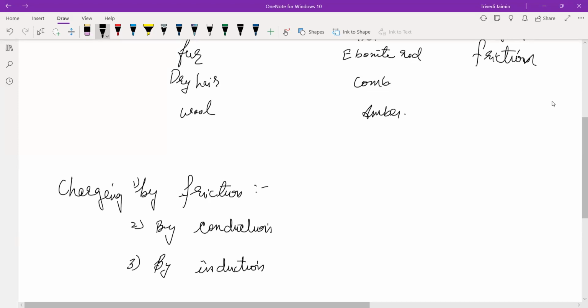So in friction, what is the friction? We rub two surfaces together. Yeah, rubbing. What was conduction? We place an electric field or magnetic field, whatever. So we are just touching it.